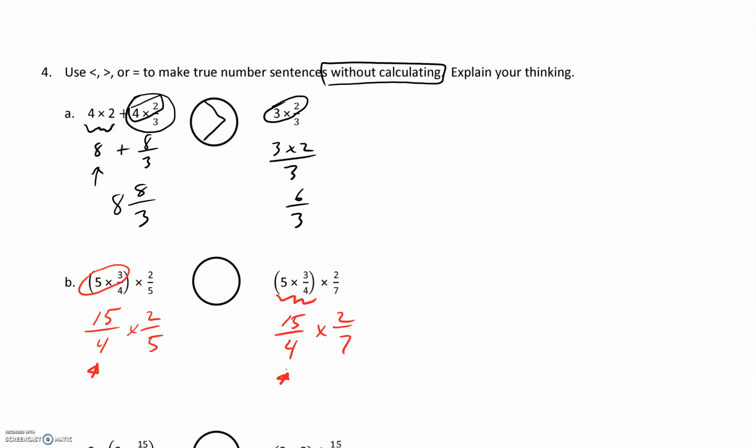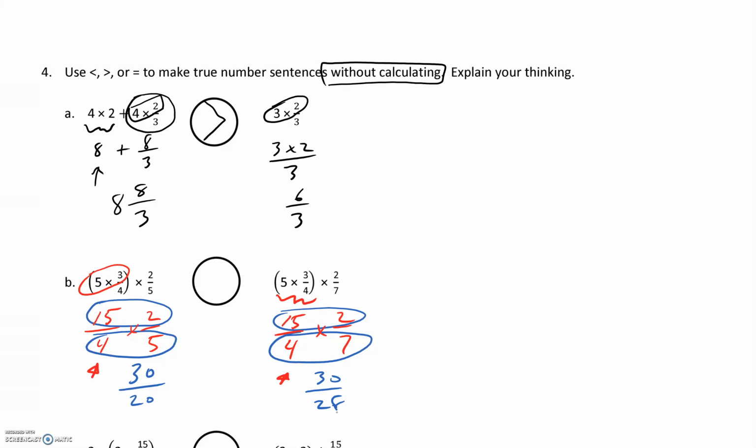What do you think? Well, I'm going to change my colors here. I'm going to do a little bit more math. 15 times 2 is 30. And then 4 times 5 is 20. So 30/20ths. I'm not going to go any further than that. And then over here on this side, that's 30. And this is 4 times 7 is 28. So I believe this one is bigger. So it's greater than. Okay.